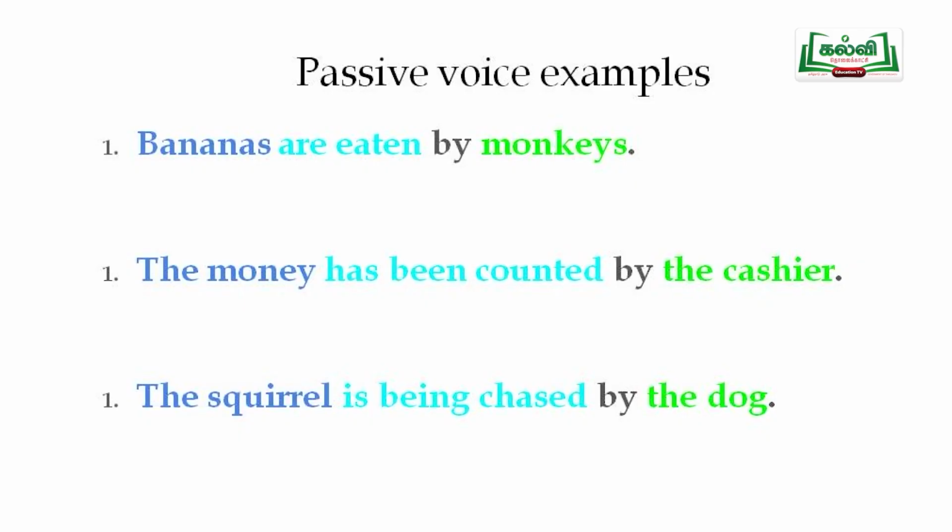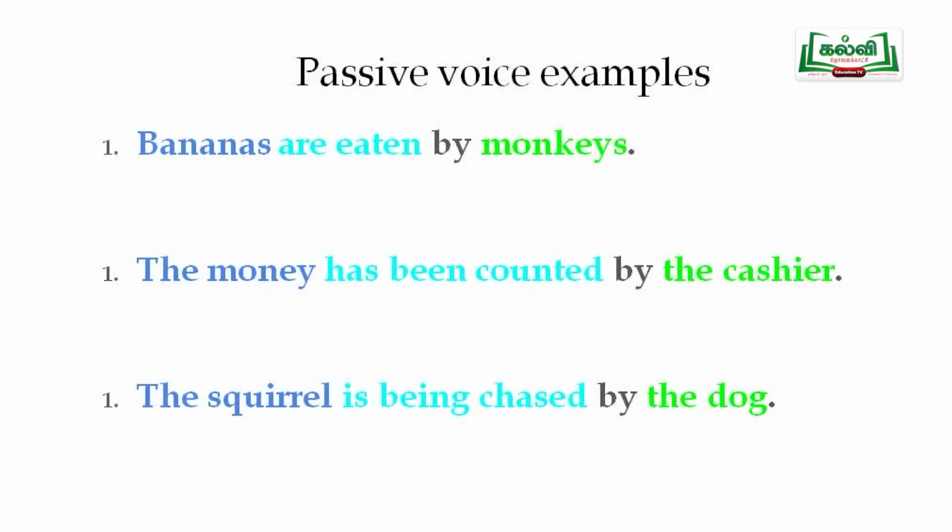Here are some examples for passive voice. Number 1, bananas are eaten by monkeys. The money has been counted by the cashier. The squirrel is being chased by the dog. In these three examples, bananas are eaten by monkeys.